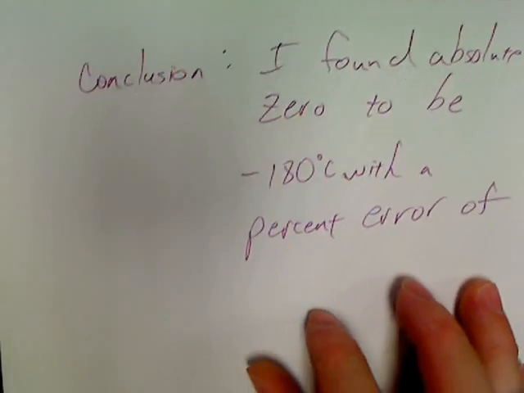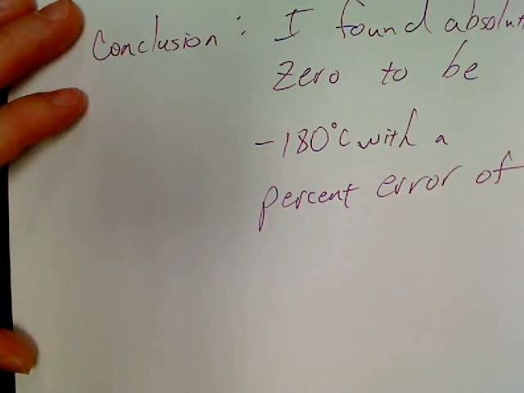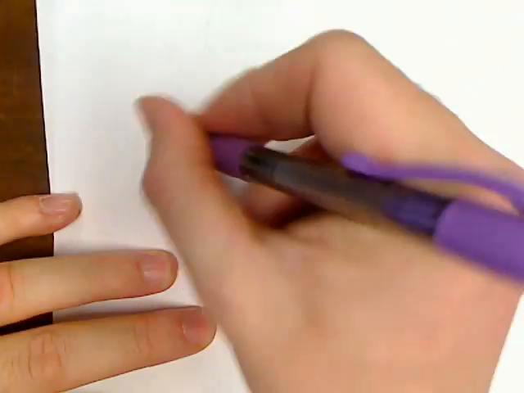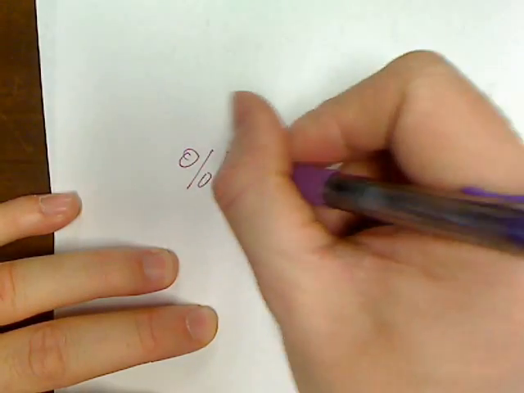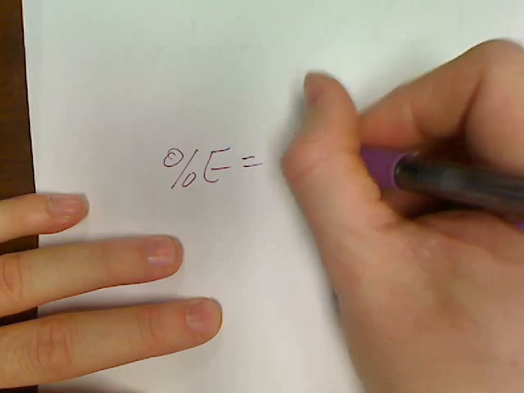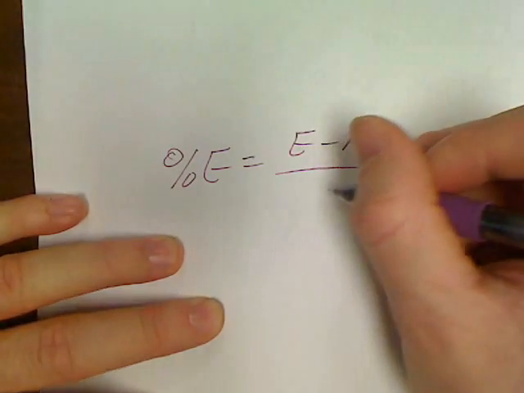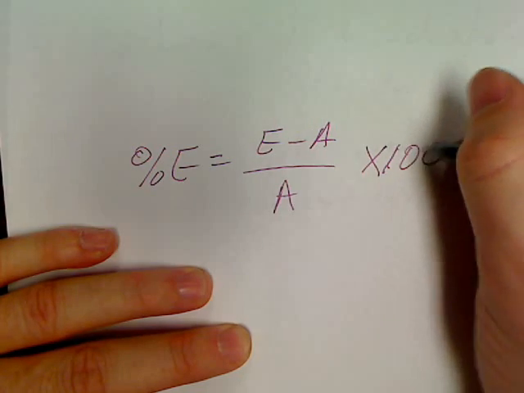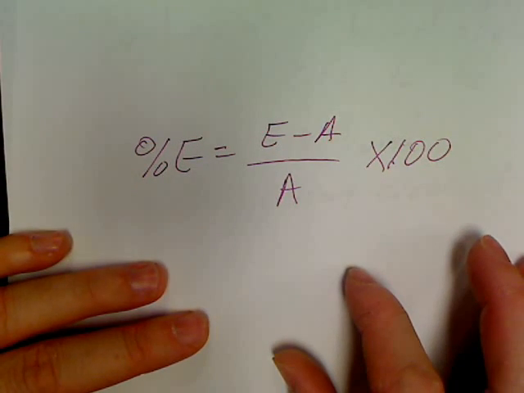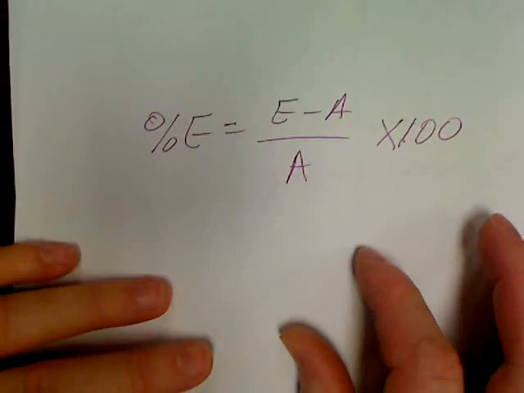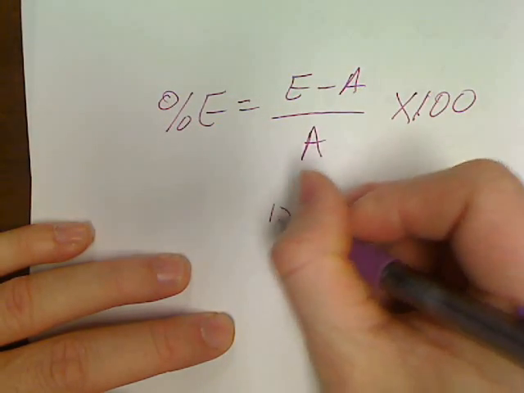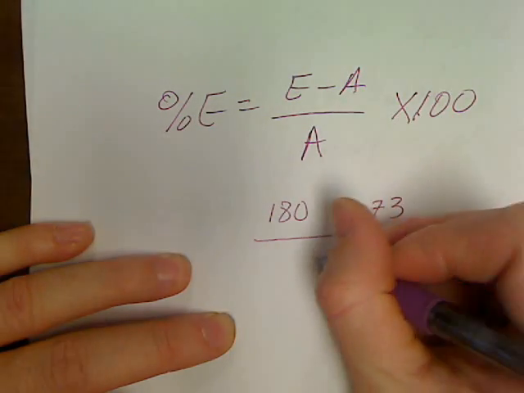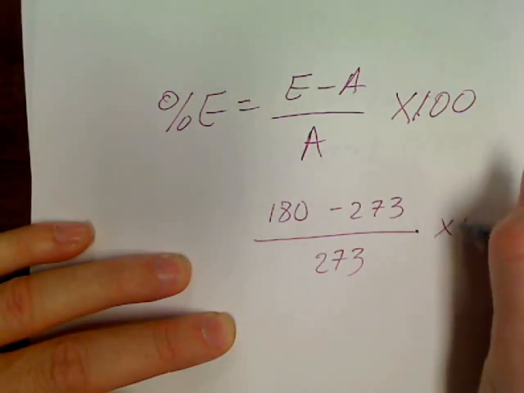If I'm going to do a percent error, I better calculate that. So I should probably get another sheet of paper and do a calculation. Percent error is equal to E minus A over A times 100. Now, all I'm going to do is leave off the negative, because you may not have done a great lab, but it ought to at least be negative. So my experimental is 180 minus, it should have been 273, over 273 times 100.